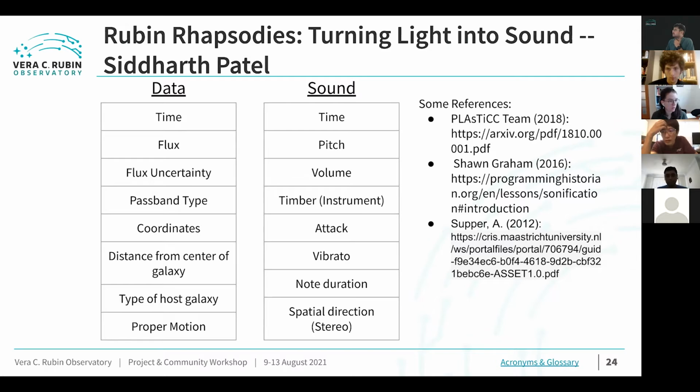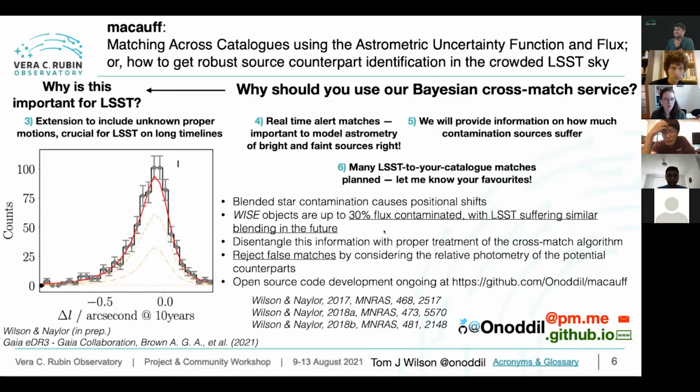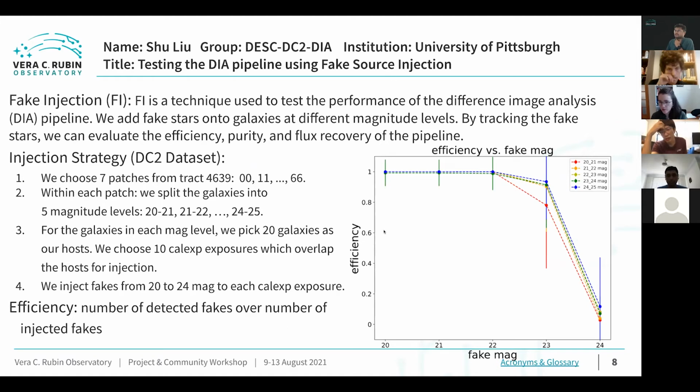So there was a question for Shu from Pat. A question of clarification. Are the fake source injections made on single exposures, for example, for real-time DIA? I'm not sure what the real-time means here, but in my project, the fake source is added to the calexp exposure. So basically, each calexp exposure is a single image. So does that answer your question? I think it probably does, yeah.